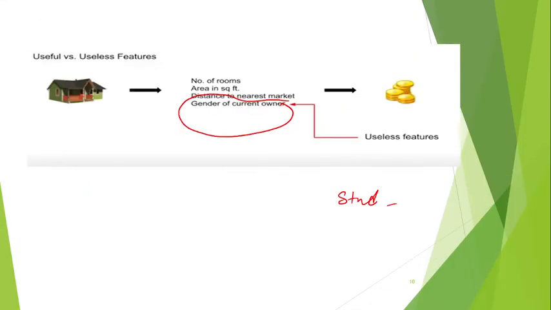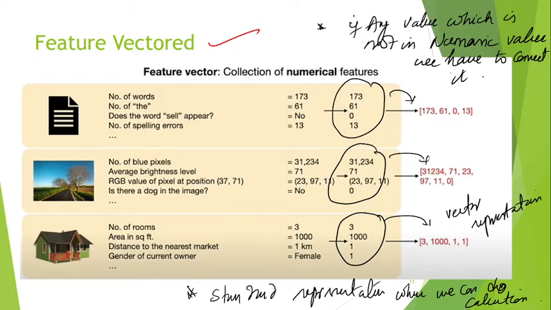Feature vectors are important, and they are represented in the form of a matrix. That is presented in this form, a collection of numerical features. If any value is not numerical, then we have to convert it into a numerical value, that is, yes or no becomes 0 or 1, as computers know only numerical values.